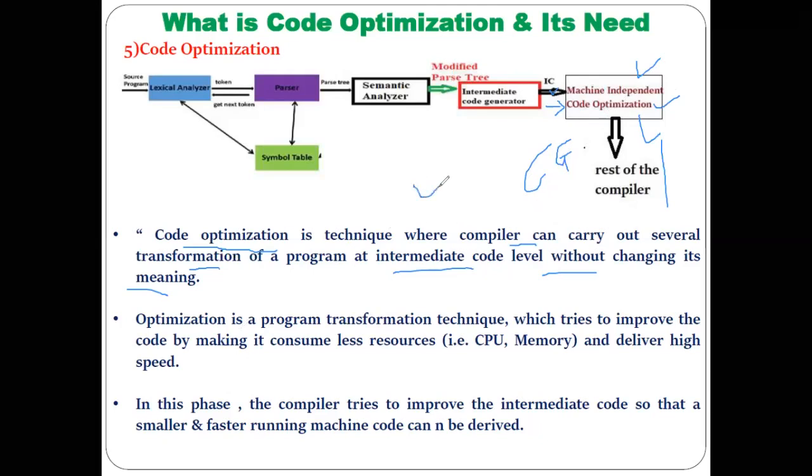Now next thing you must understand is the need for doing code optimization. I hope all of you understood what exactly code optimization is. Now, what is the need of doing it? Here I have mentioned that optimization is a program transformation: doing changes in the program code which try to improve the code by making it consume fewer resources and deliver high speed. There is a specific reason behind doing code optimization. The first main reason is how we can make the program run faster. To make the program run faster, we do code optimization.